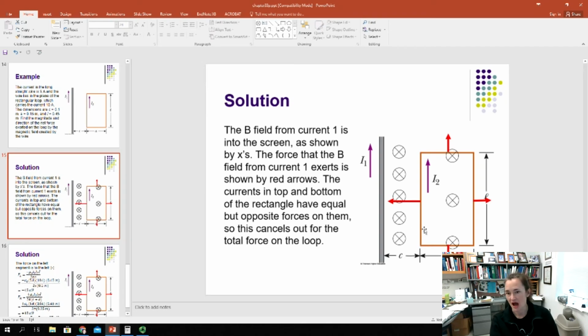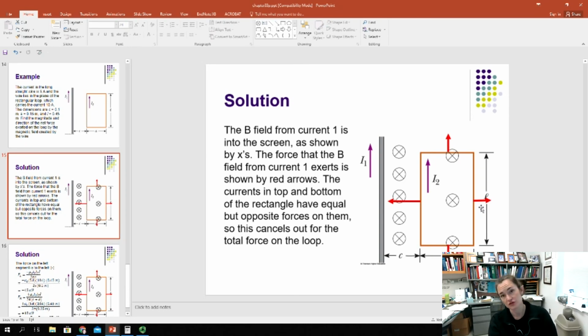So here, I2 on the left-hand side of the loop is going upwards. Okay? On the left-hand side, it's going upwards. So if we do I2 L cross B, then that means that the force on the left-hand side of the loop is to the left towards that other wire. Now that squares with what we said before, so good. Now, on the right-hand segment of the loop, I2 is flowing clockwise, so it's going to be going down on the right-hand side of the loop.